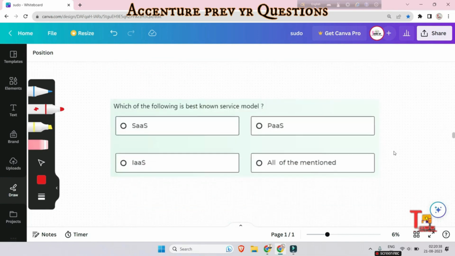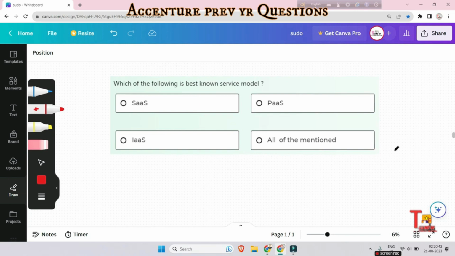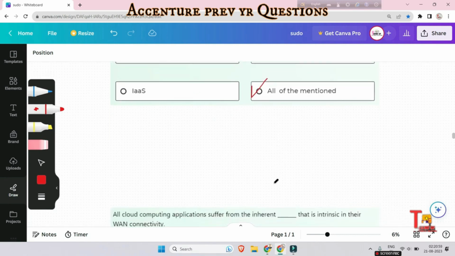Okay, the next question is, which of the following is the best known service model? It is a very simple and well-known question. So I hope you have knowledge about this question. The answer will be all of the mentioned. SaaS, IaaS, and PaaS, all of them are actually well known.